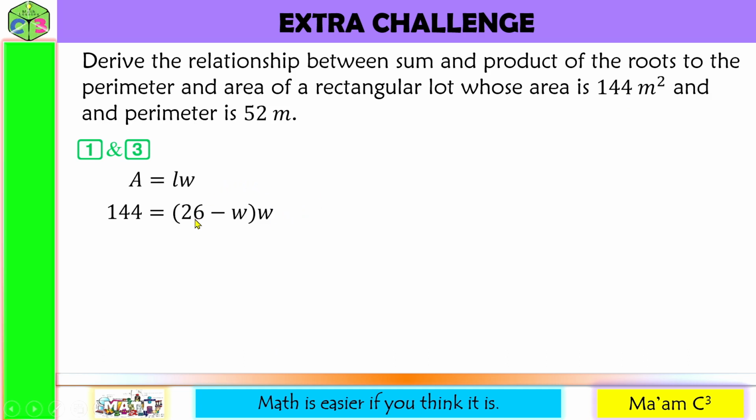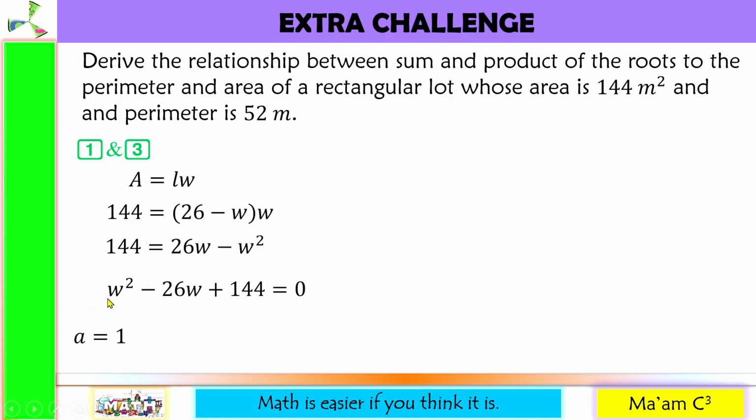Let us continue. From here, we are going to distribute this W. W times 26 is 26W. W times negative W is negative W squared. We're going to make the leading term positive, so we're going to move these terms here. It will become positive W squared minus 26W plus 144 is equal to 0. From here, we can determine the values of A, B, C. A is equal to 1. B is negative 26, and C is 144.